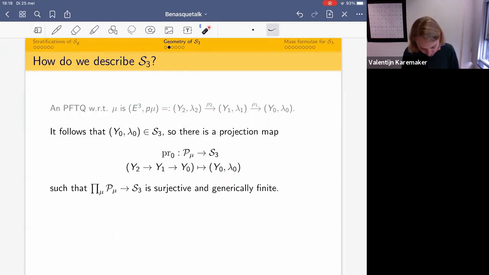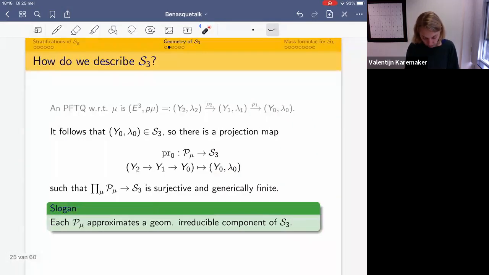And then we know that if you range over the various mu's that you have, so the polarizations of E cubed, then this map is surjective and generically finite. So the thing to remember then is that each P mu is as if it is a geometrically irreducible component of S3. So if we want to study all of S3, it's enough to look at the various P mu's.